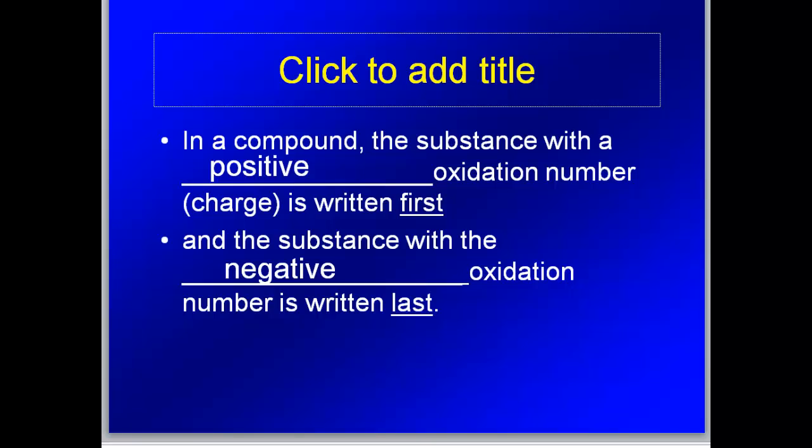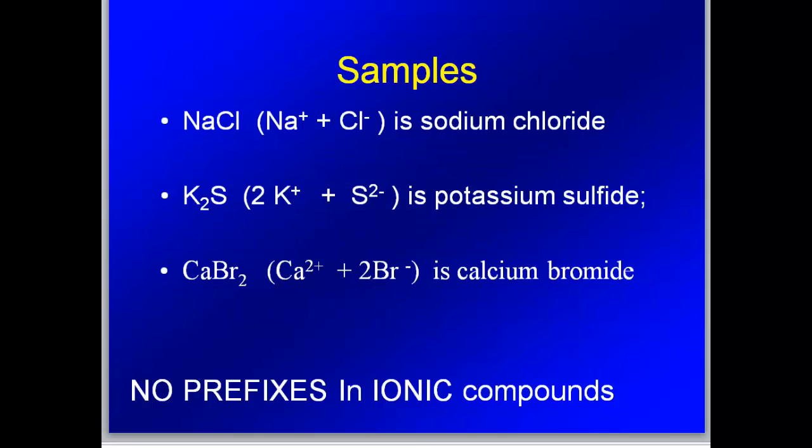What do you see first on the periodic table? Reading it left to right, metals. You write the metal first. So then you write the negative. The anion gets written last. Okay, so look at these examples. Sodium chloride. Sodium is first. This is just 1 sodium, 1 chloride.